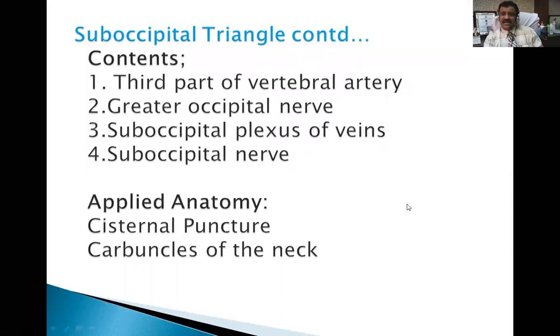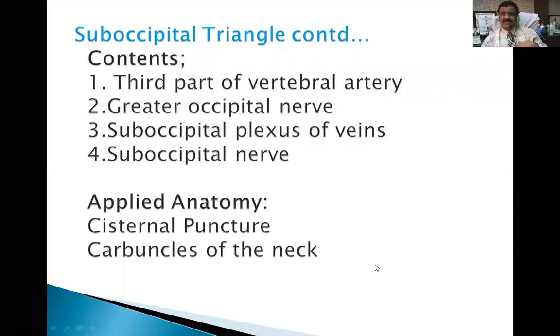Now what is the applied anatomy or the clinical significance of this suboccipital triangle? It is mainly for the purpose of surgical interventions. One is cisternal puncture. Cisterna means pools of CSF inside the cranial cavity, and you want to puncture it for aspiration of CSF. So this triangle is chosen to enter the cranial cavity to puncture a cisterna. The main cisterna is cisterna pontis, which is present just below the pons. So there you can go through this triangle.